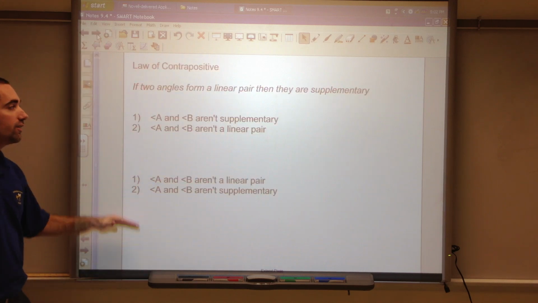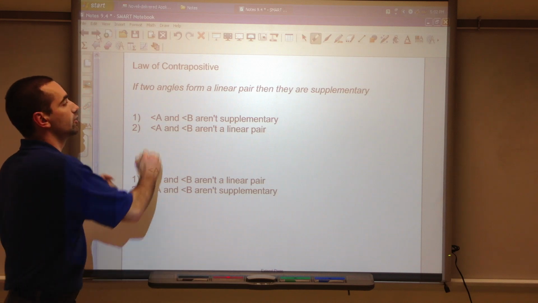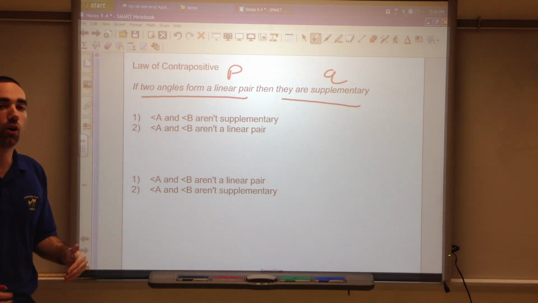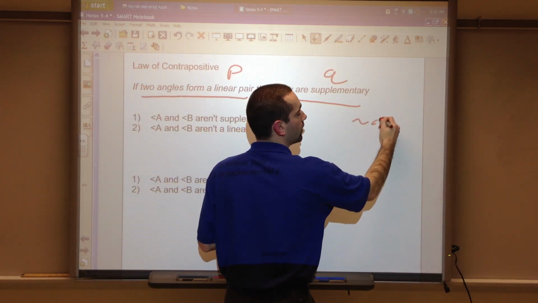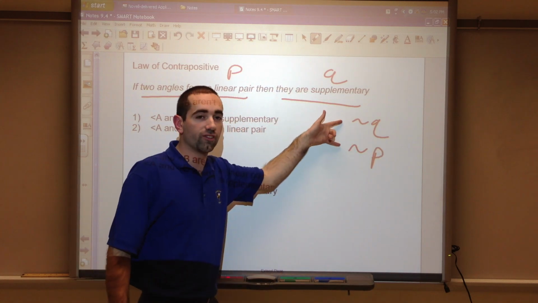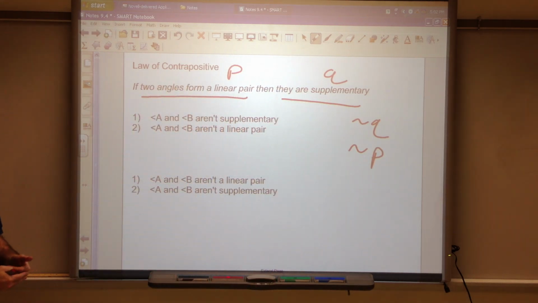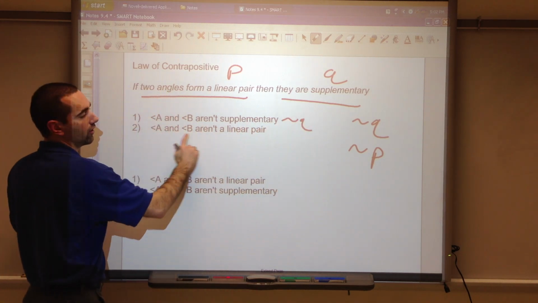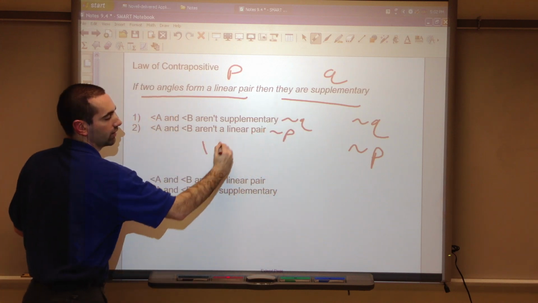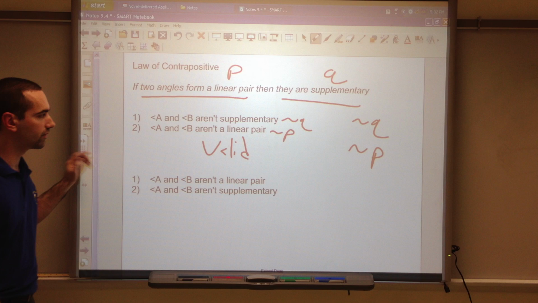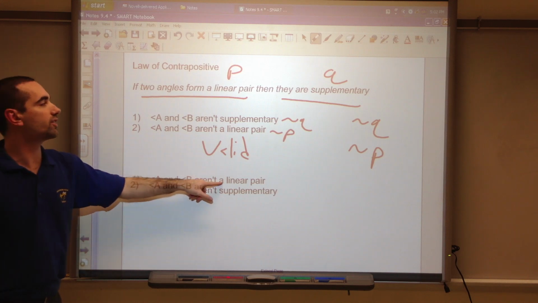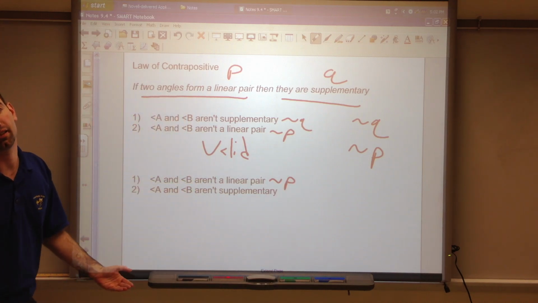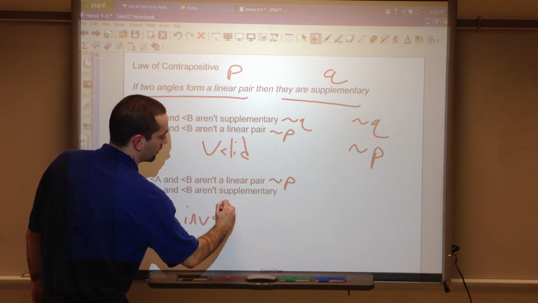So, law of contrapositive, let's see if these match. Two angles form a linear pair, that's P, supplementary, Q. So it has to go not Q, not P. If it doesn't follow that pattern, it's invalid for the law of contrapositive. Are not supplementary, that's not Q, are not a linear pair, not P, valid. Statement 1, A and B aren't a linear pair, that's not P. Like I just demonstrated, that's invalid. Has to follow the order.